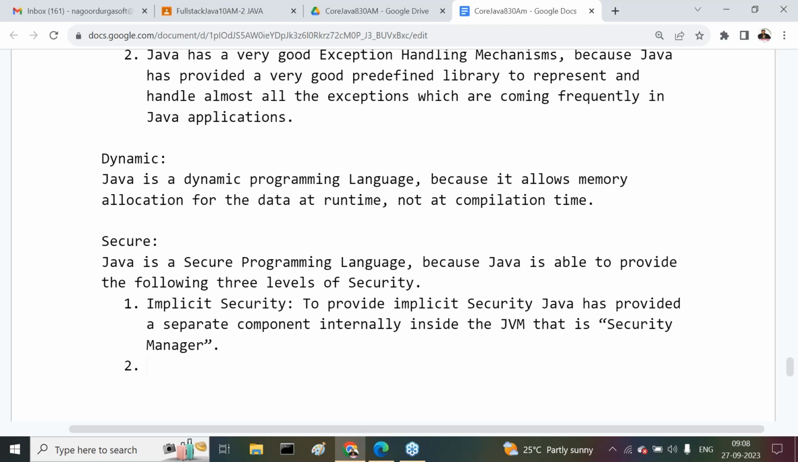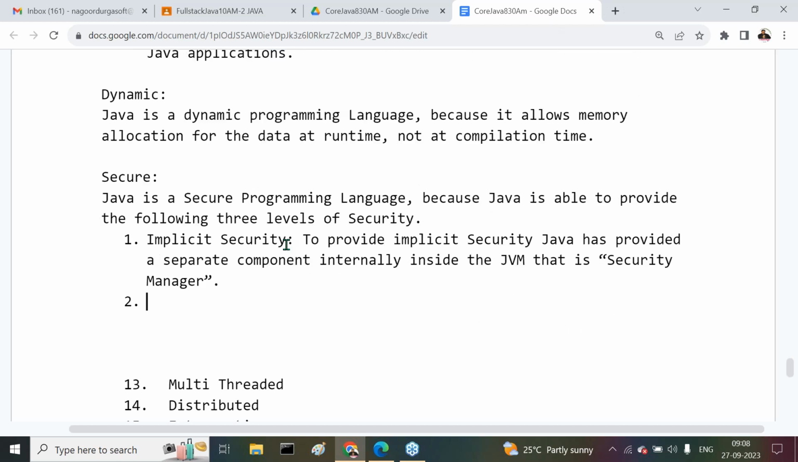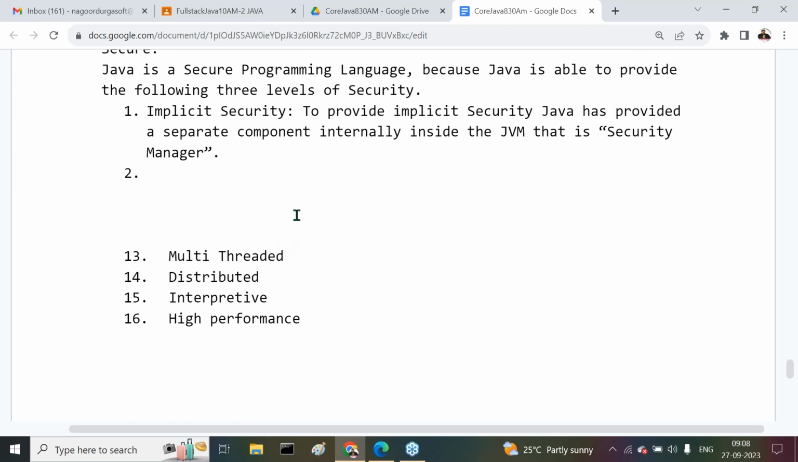Because of this reason, we can conclude that Java is very good at implicit security because of the security manager. All right, nothing else. Whenever we are executing the bytecode, whether it is in well-formed format or not, whether the bytecode has any malformations or not, everything can be checked with the help of the security manager. That's why Java is very good at implicit security. Okay, fine. Next one is what?